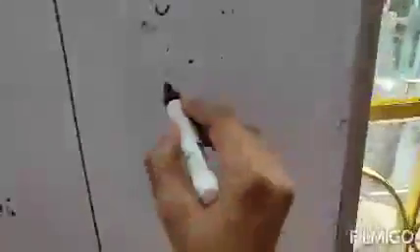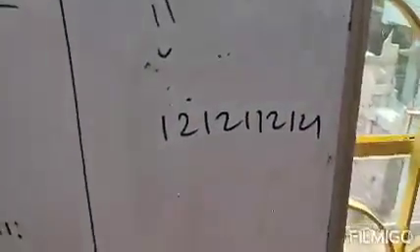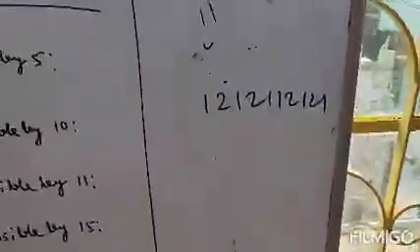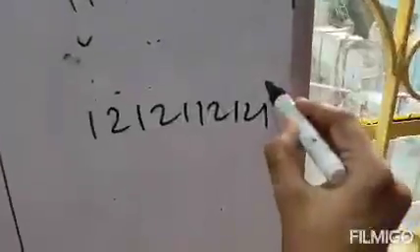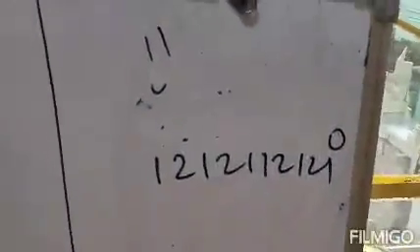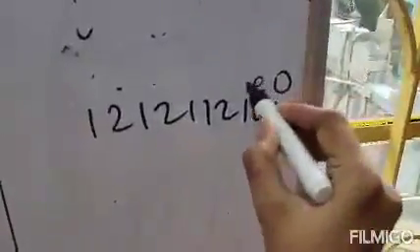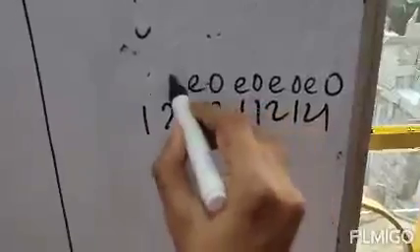Suppose this is a number: 1 2 1 2 1 2 1 2 1. Clear? So start with odd numbers from your right side and alternate. That means odd, even, odd, even, odd, even, odd, even, odd, even, like this. Clear? Then what will we do?